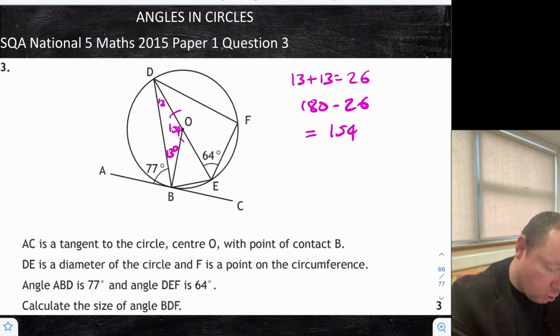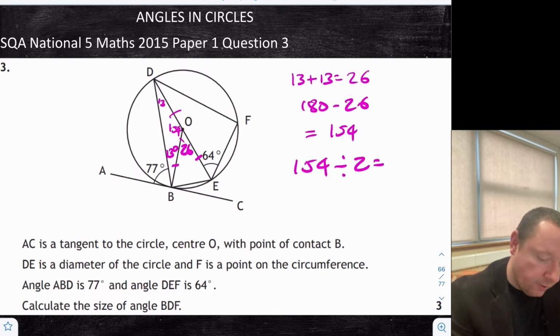But now we've got a straight line. So angles on a straight line add up to 180. So I'll just move to the next triangle. 180 minus 154 is 26. Now looking at this triangle, there's a radius and there's a radius. So I can mark that they're the same, and therefore at the bottom they're the same. So I can do 180 minus 26 is 154, and divide that by 2 to get 77.